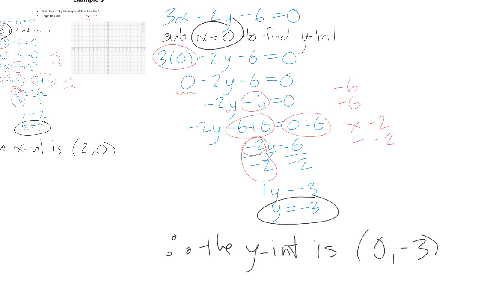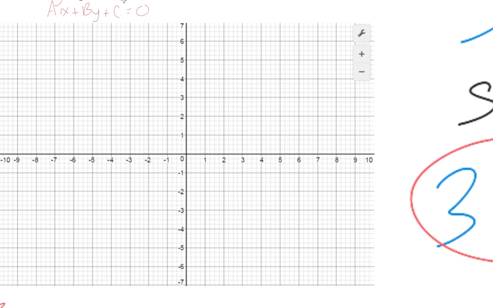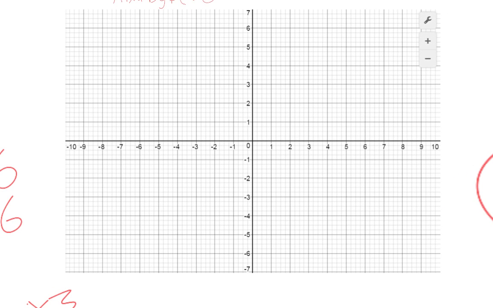At this point, I'm going to take both intercepts and I'm going to graph them on this blank graph I have over here. So the first coordinate that I'm going to graph is 2, 0. 2, 0 would be right over here. That would be considered the x-intercept. I'm going to graph 0, negative 3, which is right over here. That would be considered the y-intercept. Once you have those 2 points, you can connect them with a straight line.